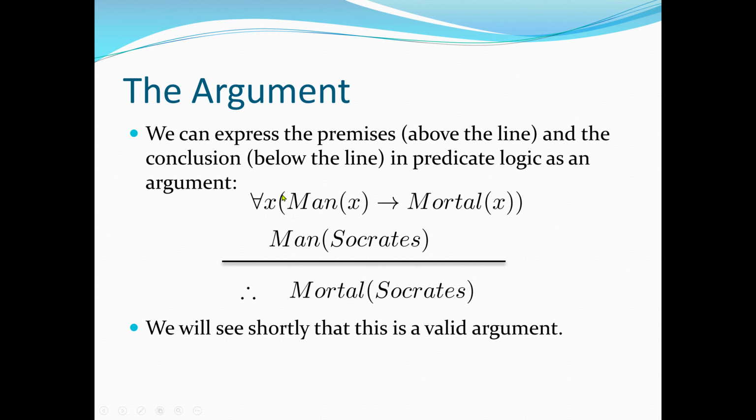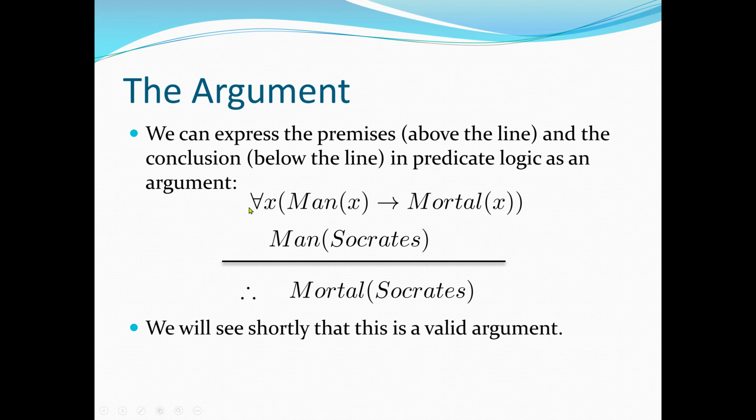So here we have the men and mortal. We start with all. As we said, our upside down A with a variable means all items, whatever the variable represents. So here we are trying to say that all men implies mortal, which means all men are mortal. And if all men are mortal and Socrates is a man, then Socrates also is a mortal.